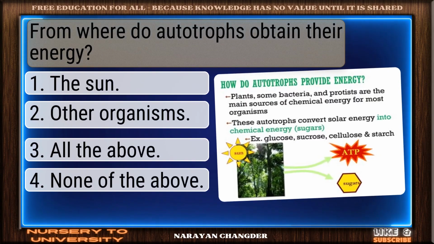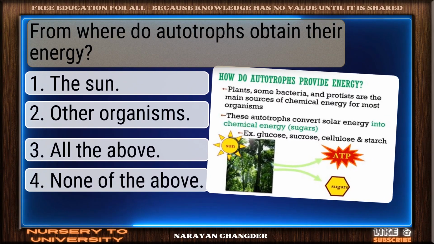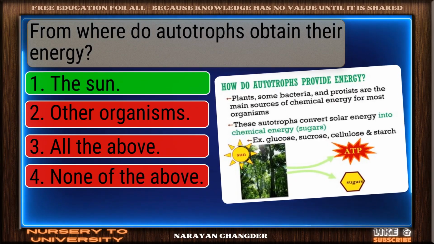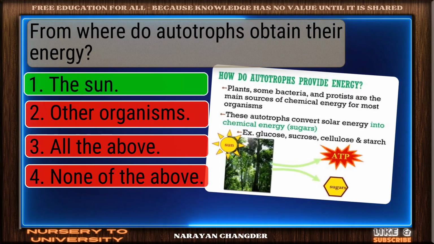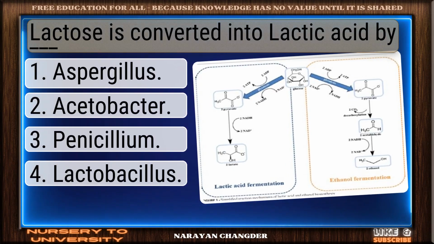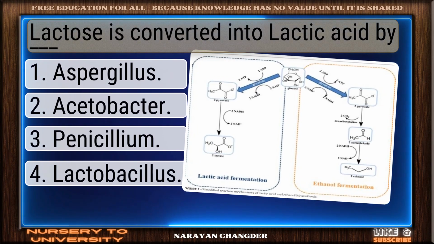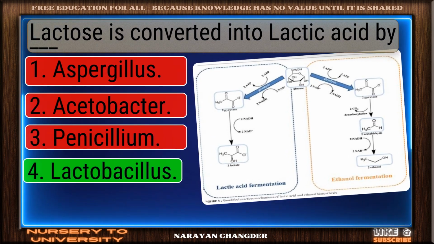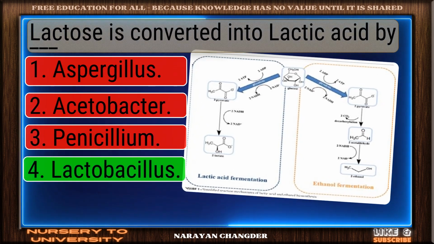Question number 40. From where do autotrophs obtain their energy? You got it. Your choice, the sun, is right. Question number 41. Lactose is converted into lactic acid by dash. Right choice. Lactobacillus is the best answer.